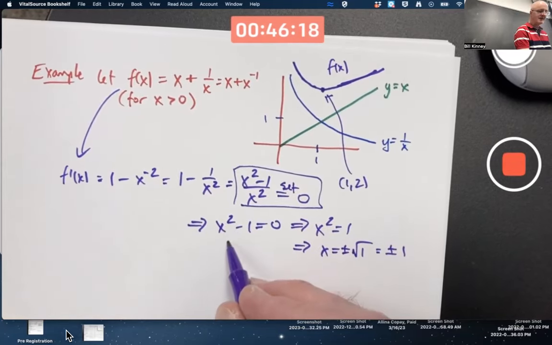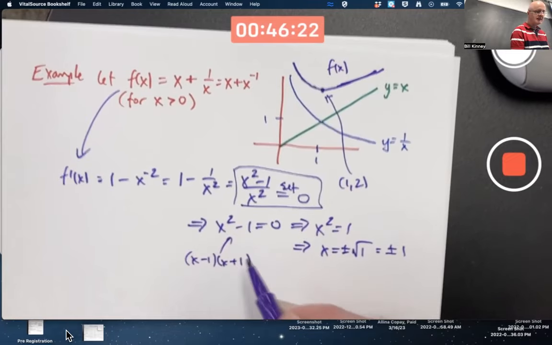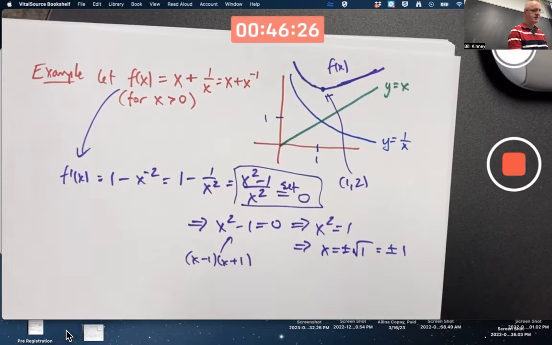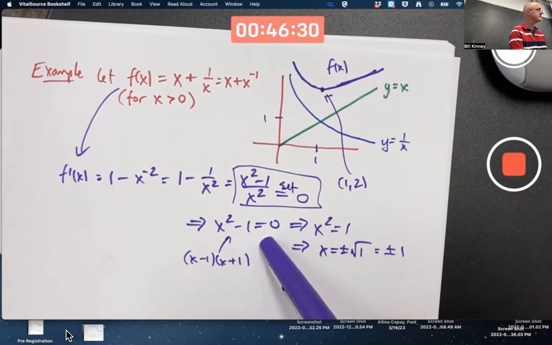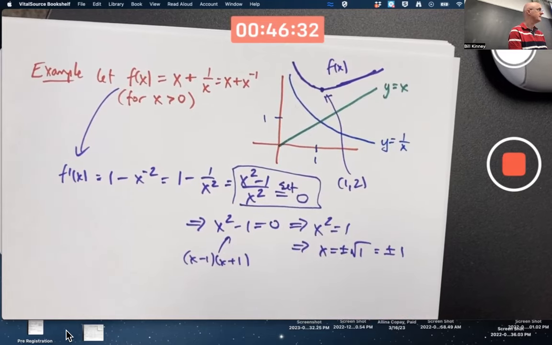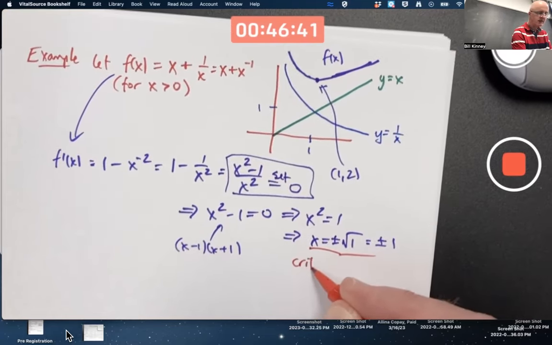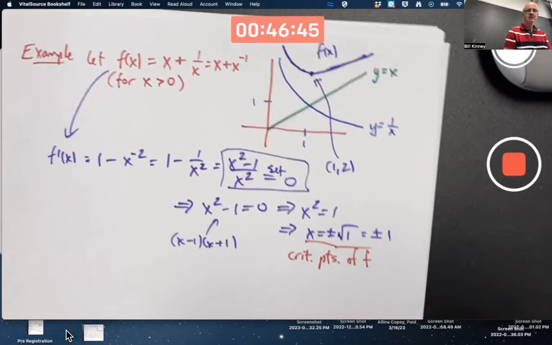You also can find that by factoring. This factors as x minus 1 times x plus 1. This is not the derivative here. It's the numerator of the derivative in this form. But it equals 0 at the same places where the derivative equals 0. So my critical points are 1 and negative 1. These are the critical points of the original function f.